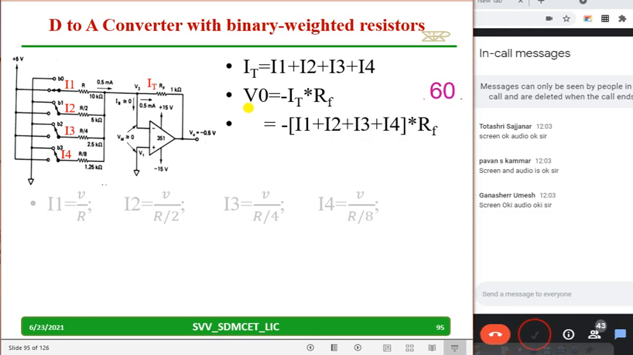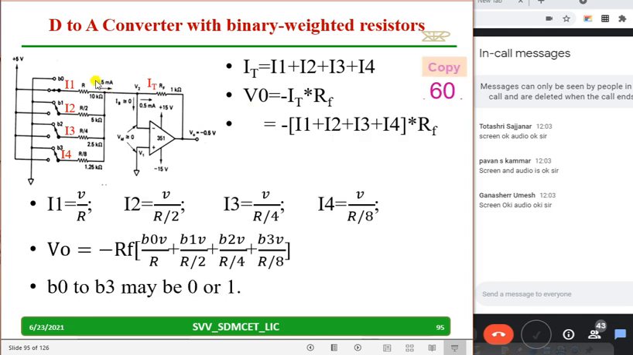This is already discussed many times in your previous classes. The total current flowing here will be the sum of all the currents flowing if it is connected. Then IT equals what? Total current, I1 plus I2 plus I3 plus I4. And this is grounded, hence it is a virtual ground, hence current I1 equals the supply voltage, 5 volt for example, divided by R. I2 equals V by another resistor R by 2. I3 equals V divided by R by 4. Like that I have I1, I2, I3, I4 values.